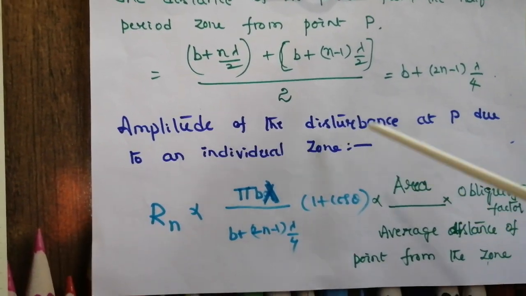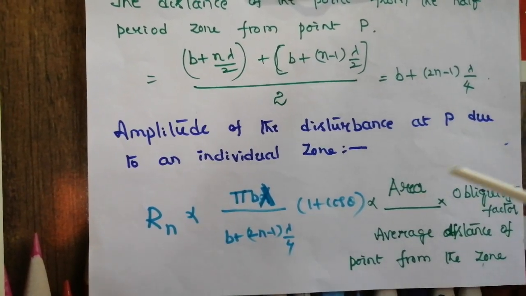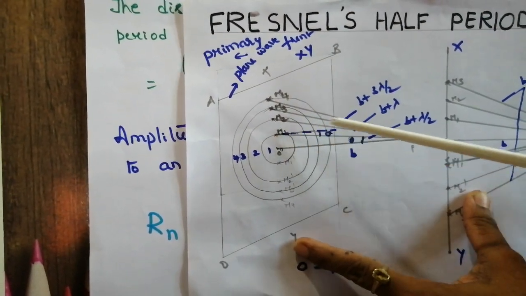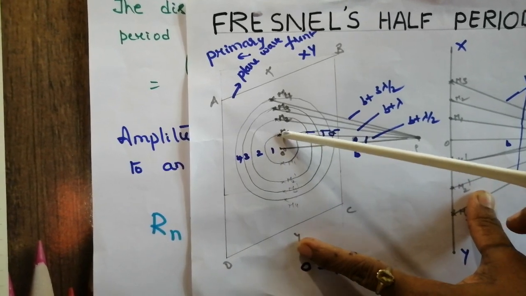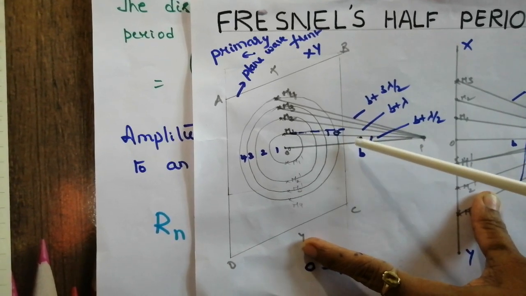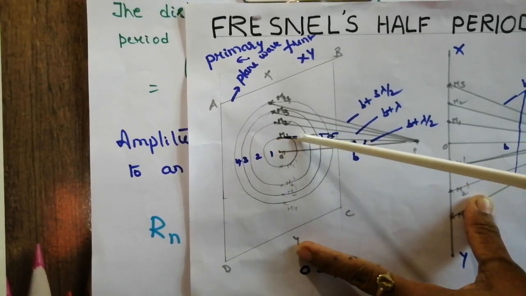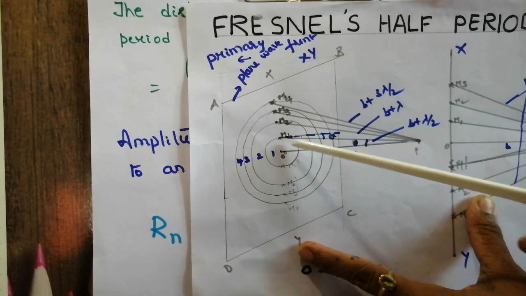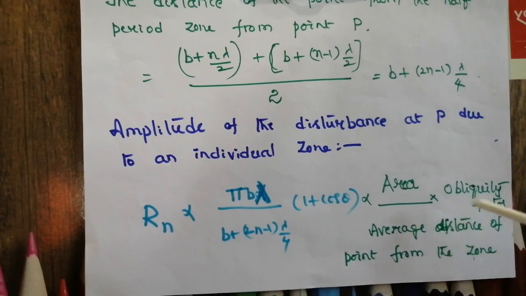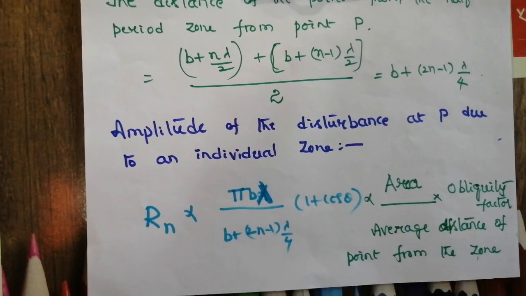Then the amplitude of the disturbance at P due to an individual zone, Rn, is proportional to the area of the half period zone, inversely proportional to the distance of the point P from this zone, B plus lambda by 2, and directly proportional to 1 plus cos theta. Here theta is the angle between the normal to the zone and the line joining the point to P. This is known as the obliquity factor. So Rn is proportional to pi B lambda by B plus 2n minus 1 lambda by 4, into 1 plus cos theta.